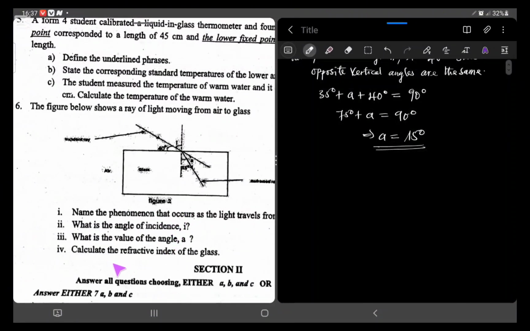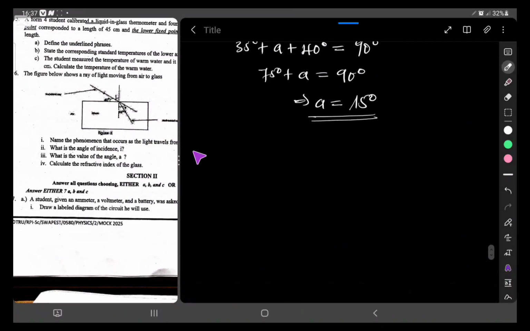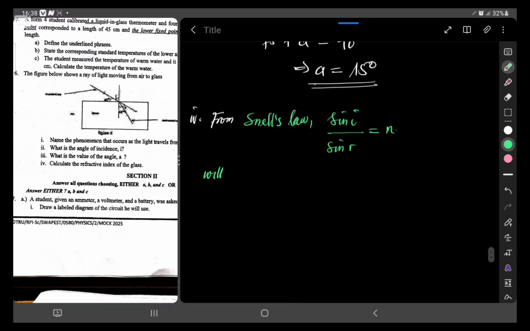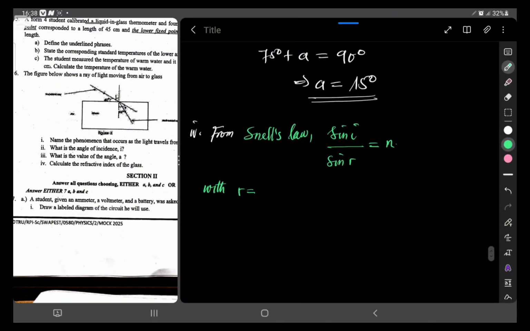Roman 4. Calculate the refractive index of the glass. Here we are going to apply Snell's law. From Snell's law, the sine of the angle of incidence to the sine of the angle of refraction must be equal to a constant, normally called the refractive index. This is for any ray of light traveling from one medium to another. From the diagram, the angle of refraction R is the angle the refracted ray makes with the normal, which is 35 degrees.